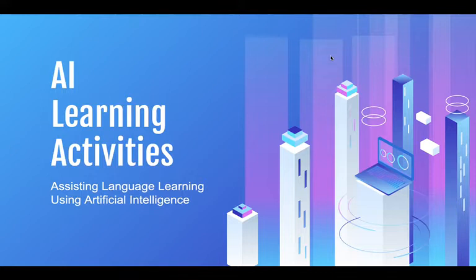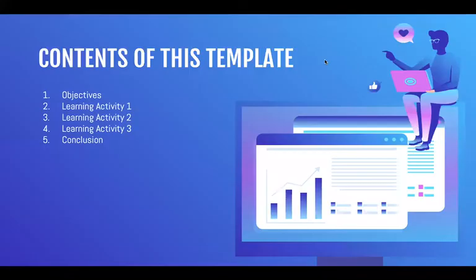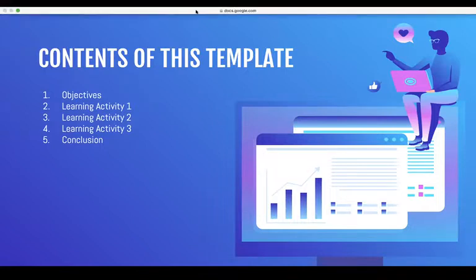We are going to introduce some artificial intelligence powered tools to assist you in learning English. So before we start, let's take a look at today's schedule. I will first explain to you the objectives of today's workshop, followed by 3 learning activities in different aspects, including translation, grammar, and pronunciation.